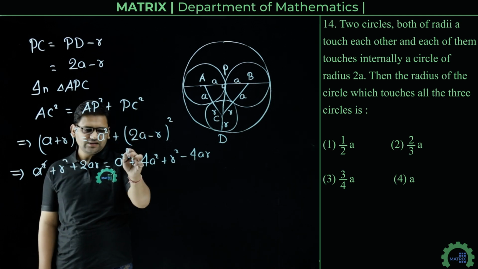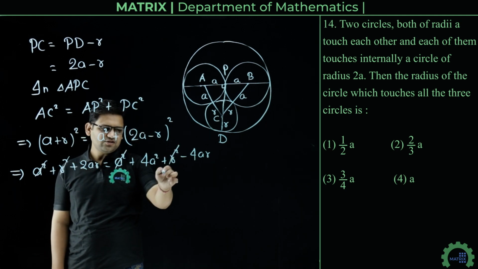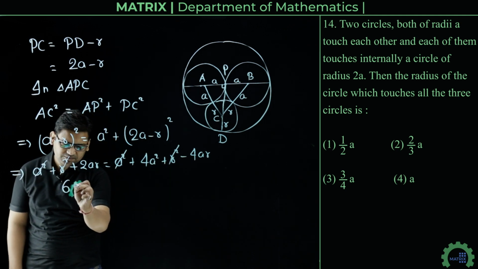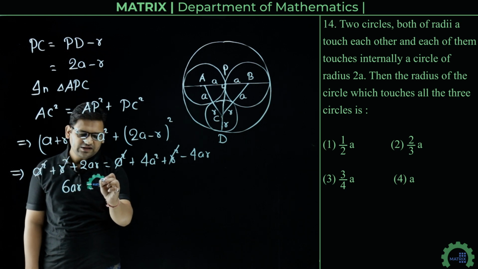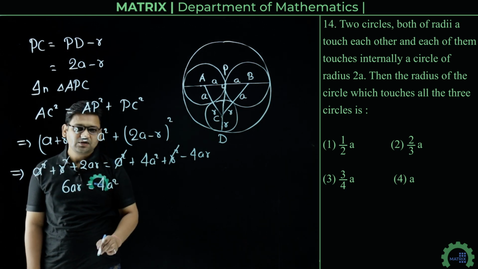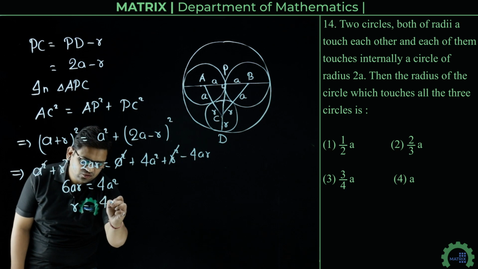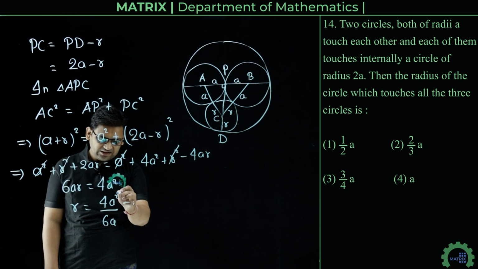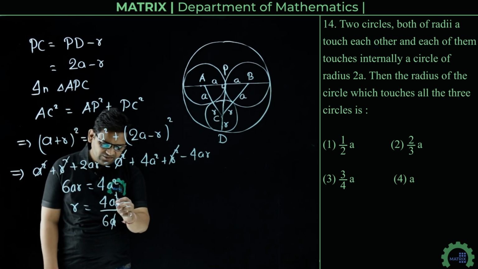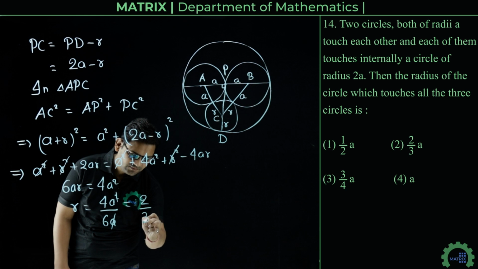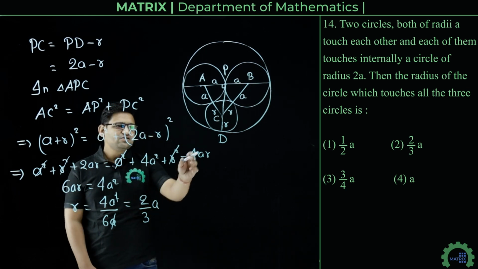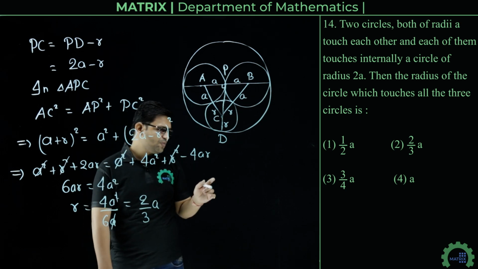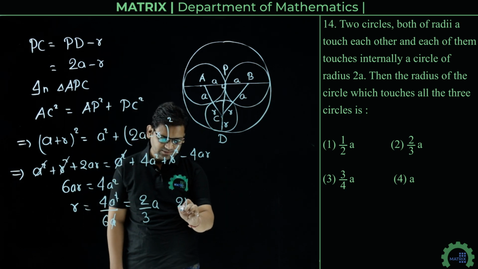The a square cancel out, also r square and r square cancel out each other. 4ar plus 2ar, that is 6ar, will be equal to 4a square. So r will be equal to 4a square upon 6a. On simplifying this, a cancels out. So finally we get 2 by 3a. So the radius of this circle which touches all the three circles is 2 by 3a. That is option number 2 is the correct answer.